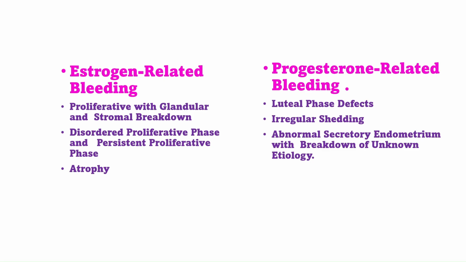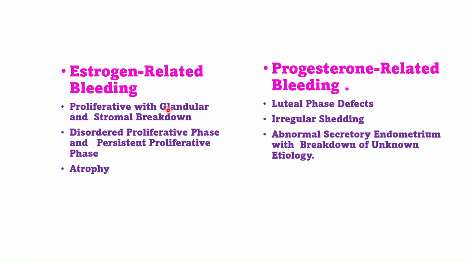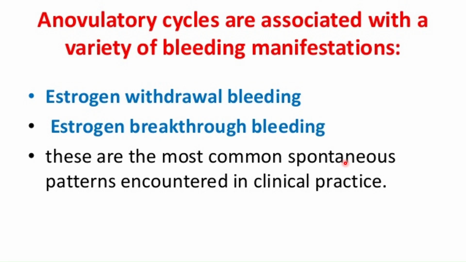So, in this topic, we will discuss estrogen-related bleeding and progesterone-related bleeding. Here, in estrogen-related bleeding, we will see proliferative with glandular and stromal breakdown, disordered proliferative phase, and atrophy. In progesterone-related bleeding, we will learn luteal phase defects, irregular shedding, and abnormal secretory endometrium with breakdown of unknown etiology. So let's start with estrogen-related bleeding.